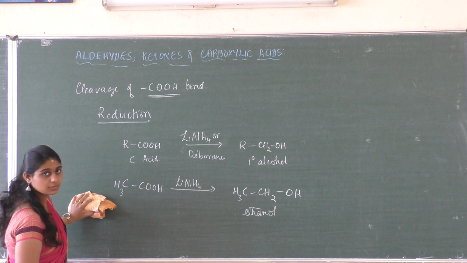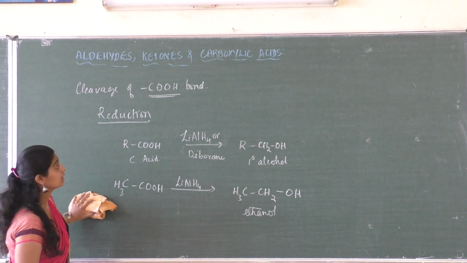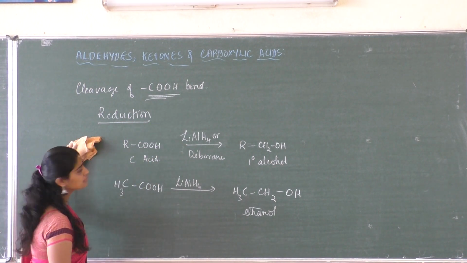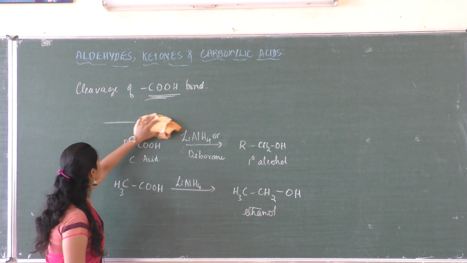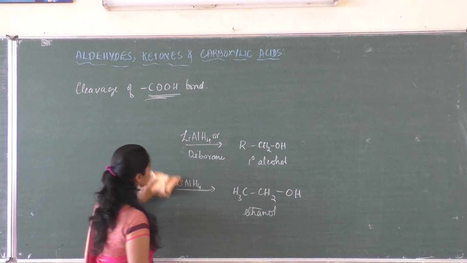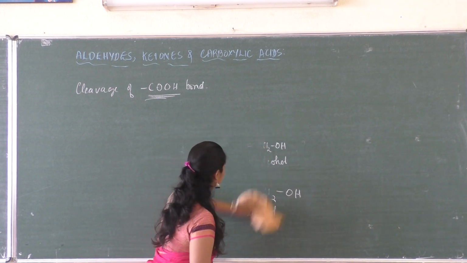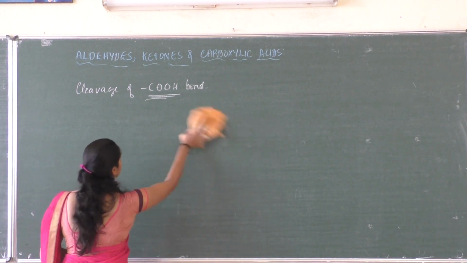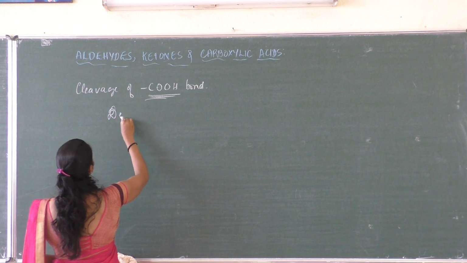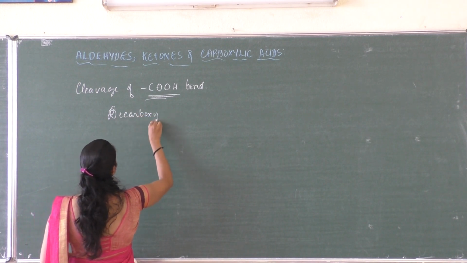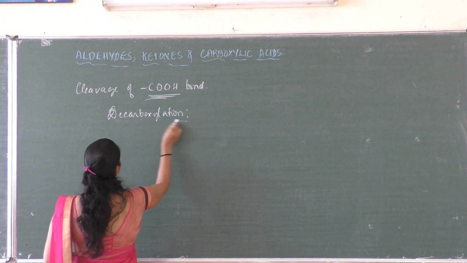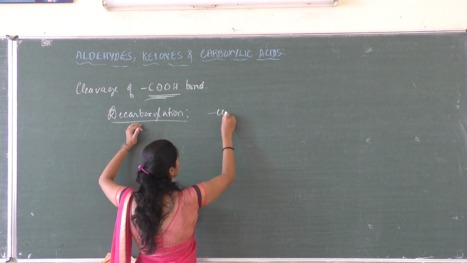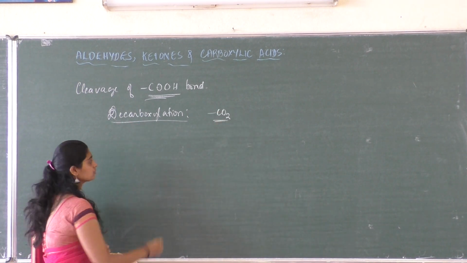And the next reaction that we are going to see is the decarboxylation reaction, which involves the removal of the COOH group. We have studied that in the first year. So this decarboxylation is nothing but the removal of a carbon dioxide molecule.